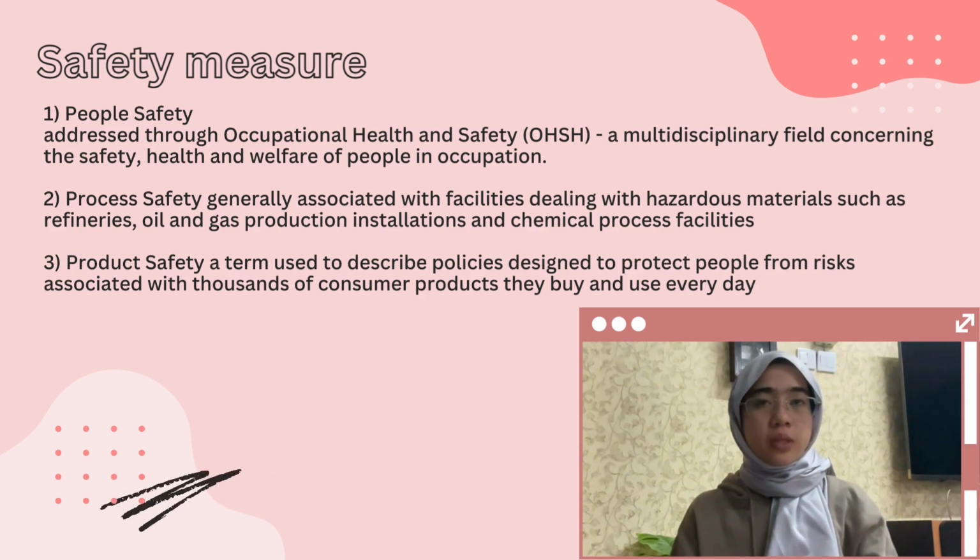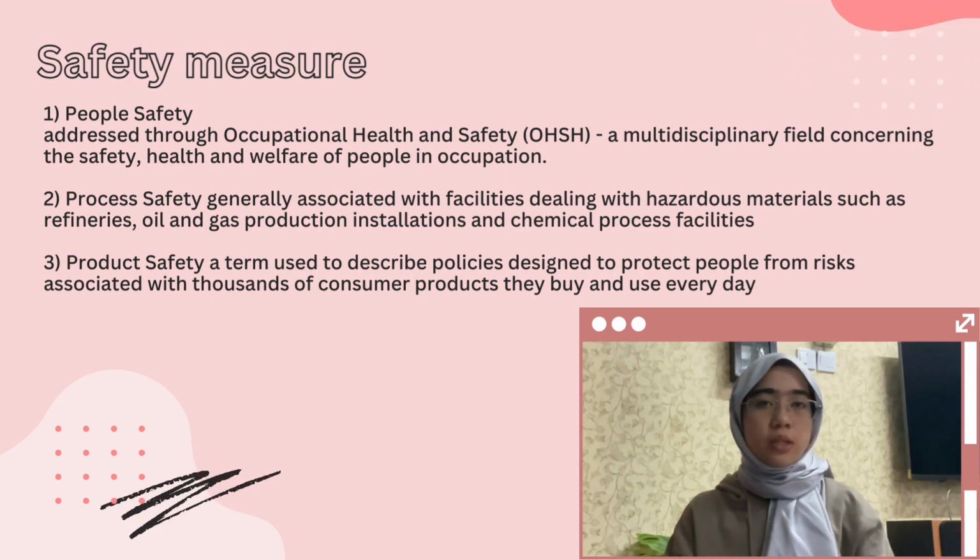Process safety is generally associated with facilities dealing with hazardous materials such as refineries, oil and gas production installations, and chemical process facilities. Lastly, product safety is a term used to describe policies designed to protect people from risks associated with thousands of consumer products they buy and use every day. In an industrial context, this will include equipment used as part of the processes.